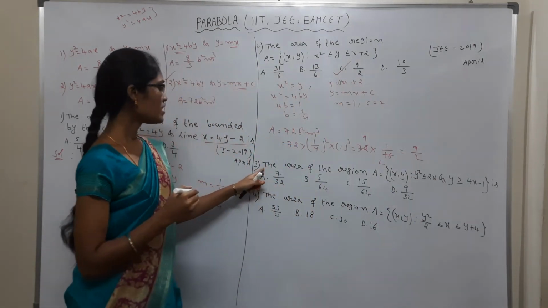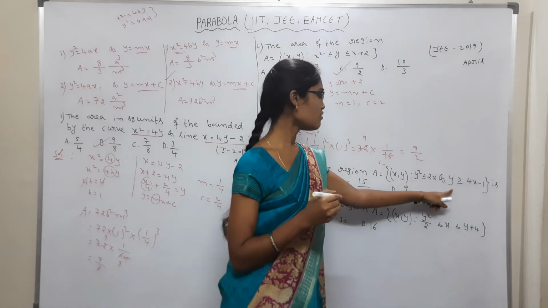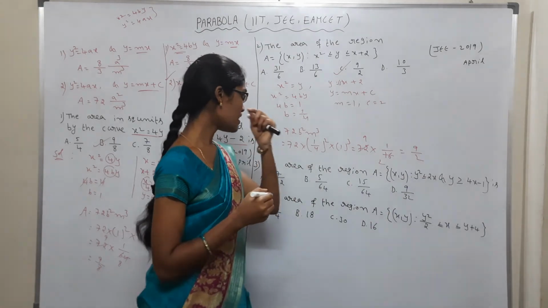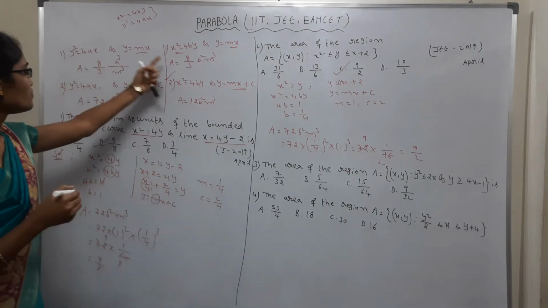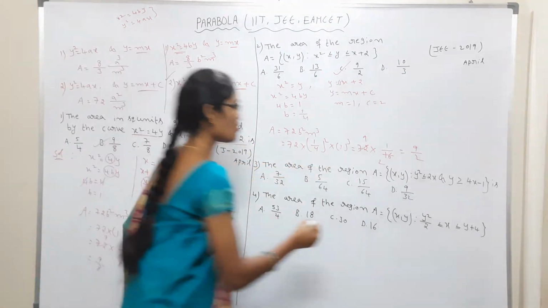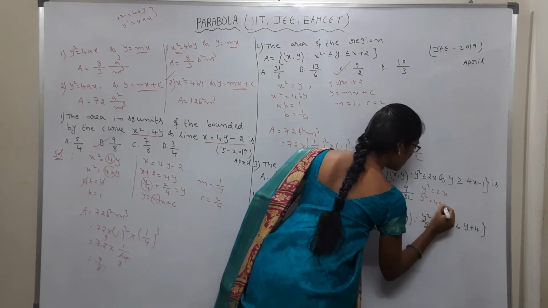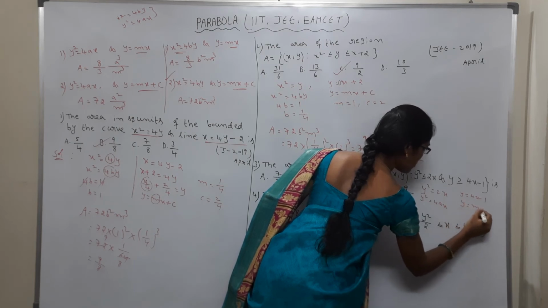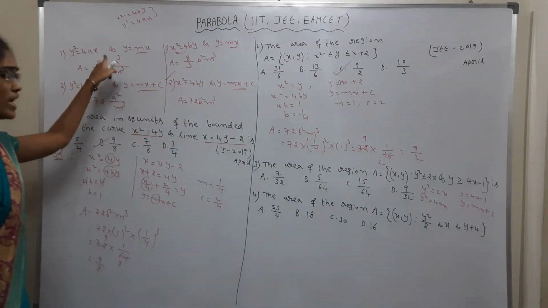Okay. Now the third one: the area of the region A is equal to the set of x comma y such that y square is less than or equal to x and y is greater than or equal to 4x minus 1. What do you have to take here? The curve is y square is equal to x and the line is y is equal to 4x minus 1. So what formula do you take? y square is equal to x is in the form y square is equal to 4ax, and this, y is equal to 4x minus 1, is in the form y is equal to mx plus c. What formula do you take? A is equal to 72 a square by m cube.